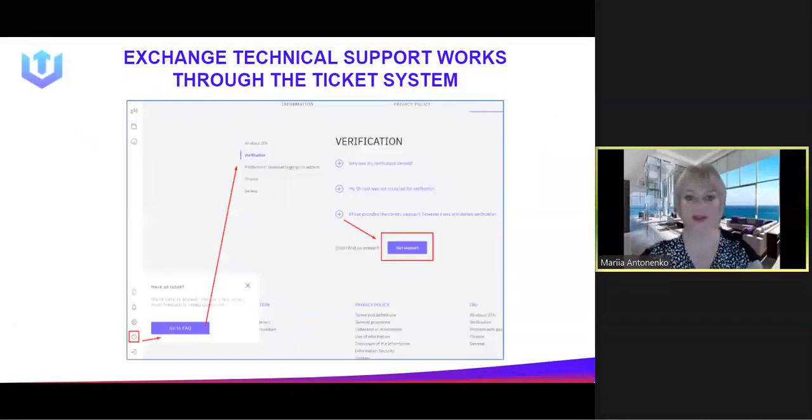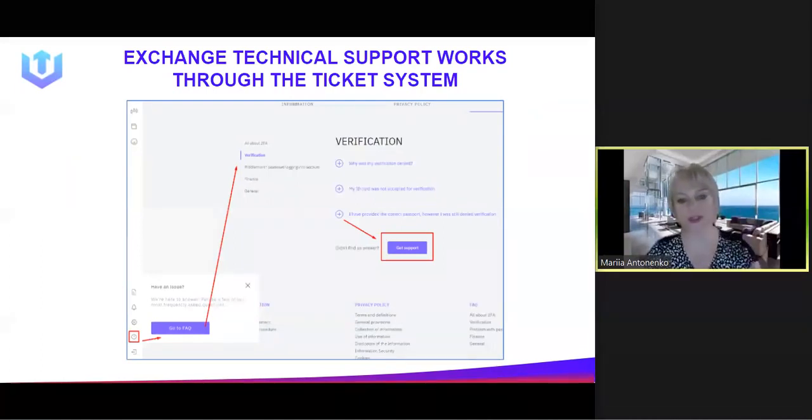Let's go to the next slide. And there is some news about the exchange. Someone might have already noticed it, others didn't, that we now have a ticketing system. In the left bottom corner, there is this question mark. You go to the tab called Frequently Asked Questions.